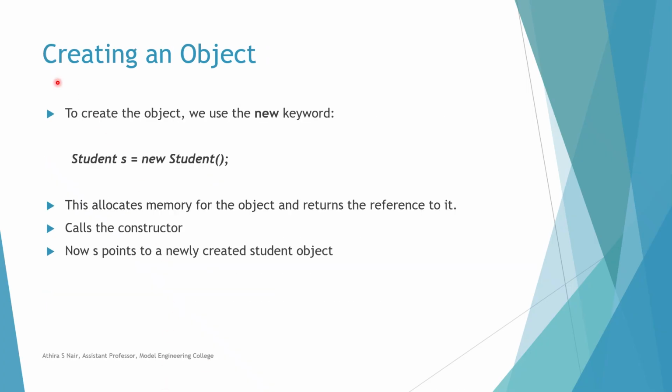Now let's actually create an object. This is done using the new keyword. Student s = new Student. The new keyword performs three important tasks. First, it allocates memory inside the heap for the object, then it calls the constructor, and then it returns the object's address. That address is stored in the reference variable s.